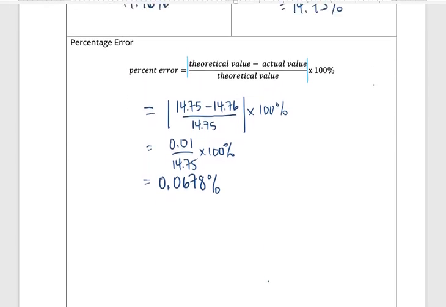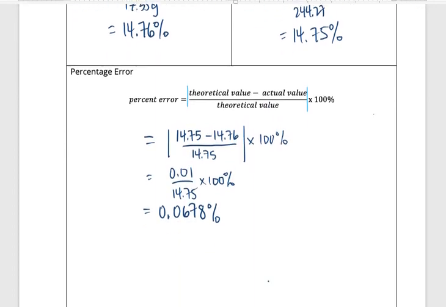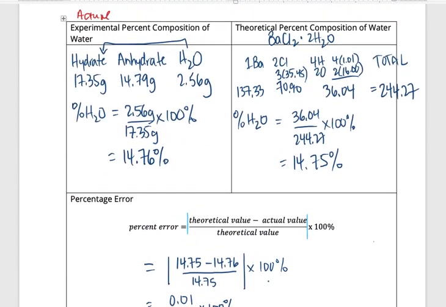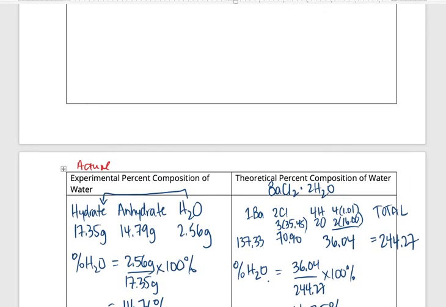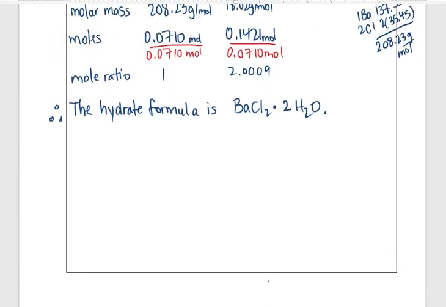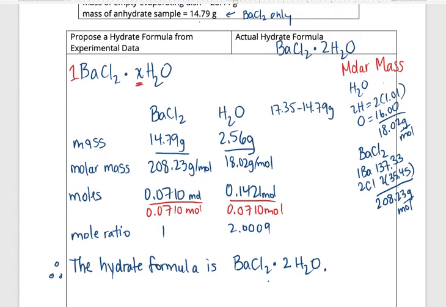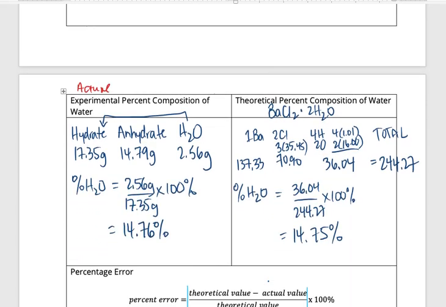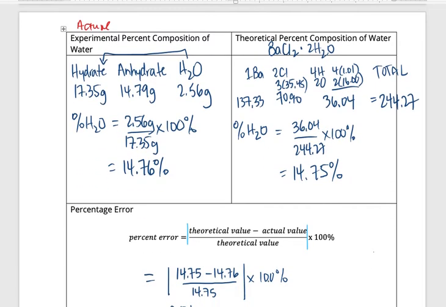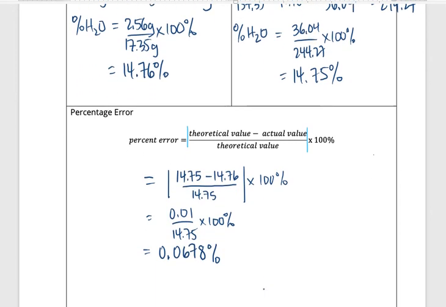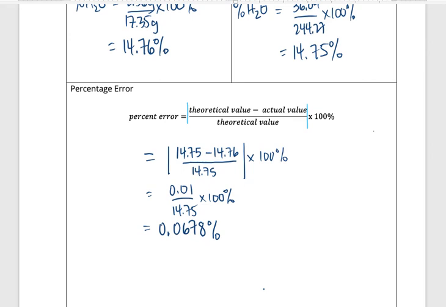All right, and then from there, you're going to make a conclusion. What did you learn? What did you find from the lab? And then what did you find the proposed hydrate formula will be? And what the percent composition, percent error will be, okay? And then you need to discuss the possible errors. When you're running the lab, be thinking about this.